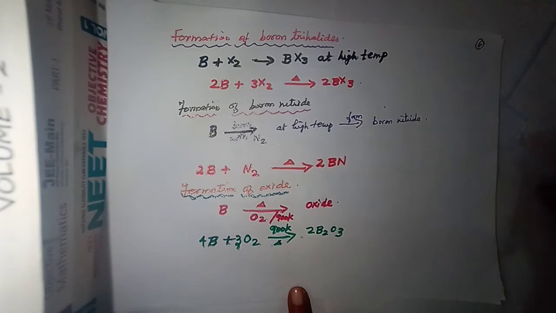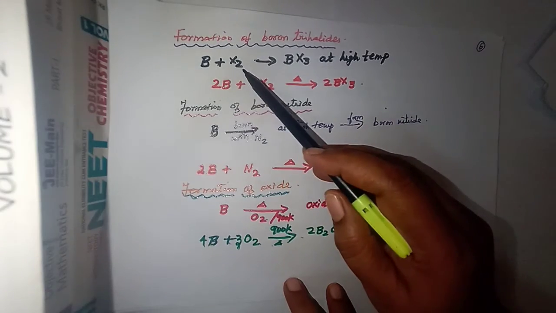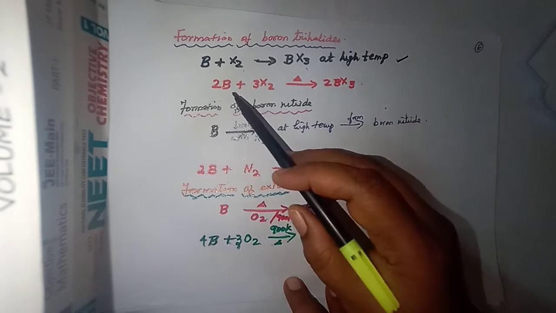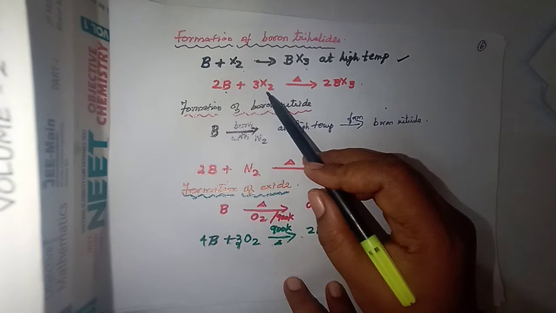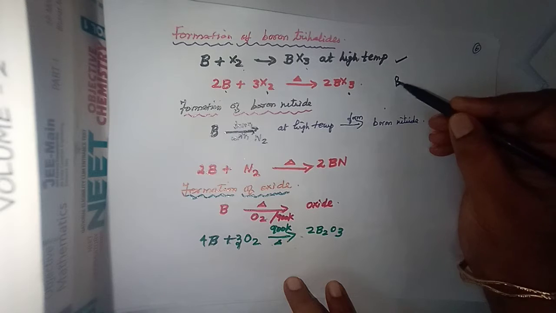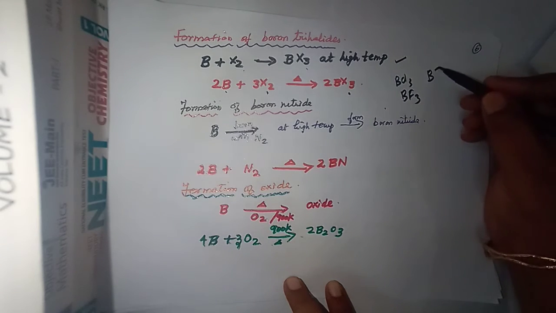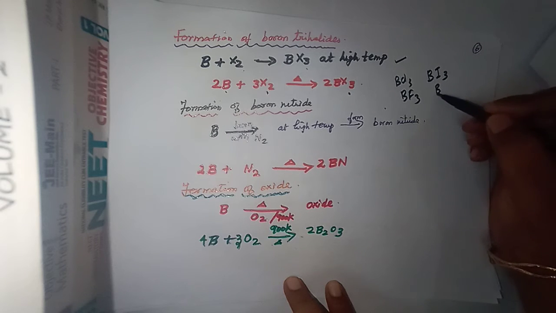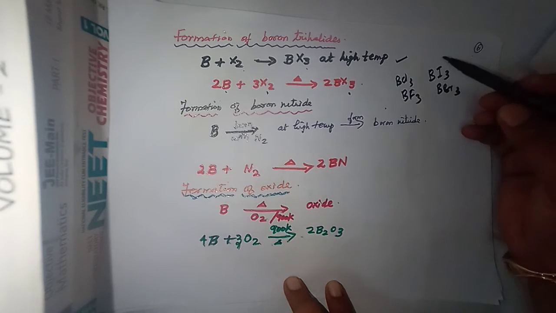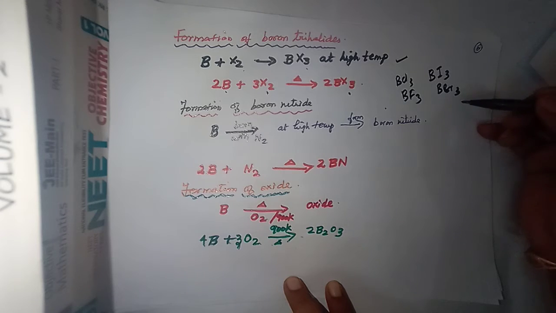Formation of boron trihalides. Boron reacts with halogens to form BX3 at high temperature. Boron reacts with halogen, it gives boron trifluoride. The boron trihalides are BCl3, BF3, BI3 and BBr3. These are trihalides: boron trichloride, boron trifluoride, boron iodide, boron bromide.